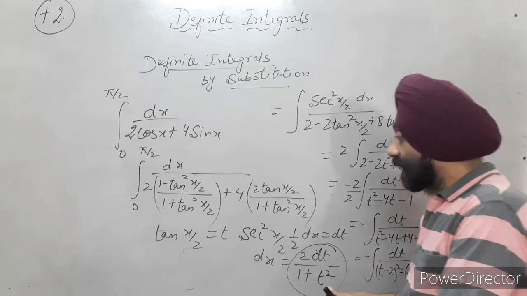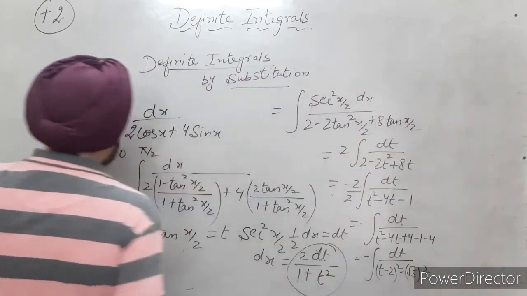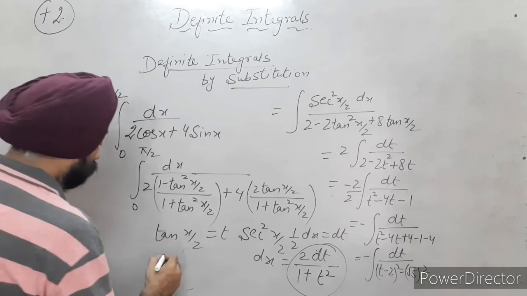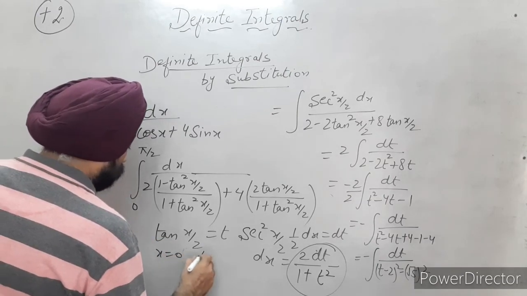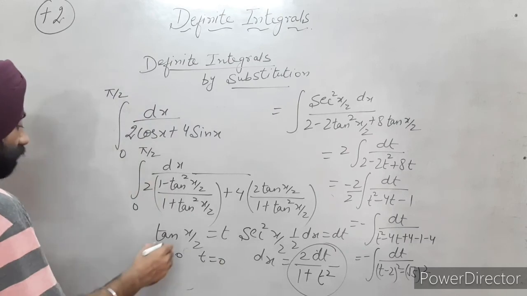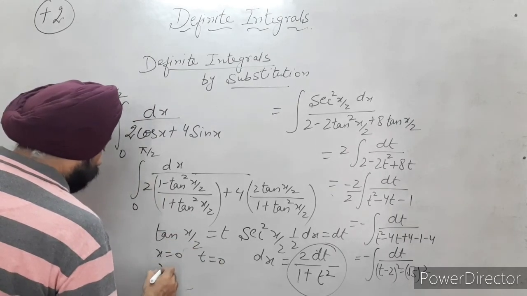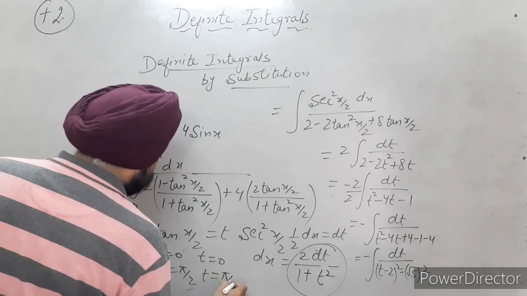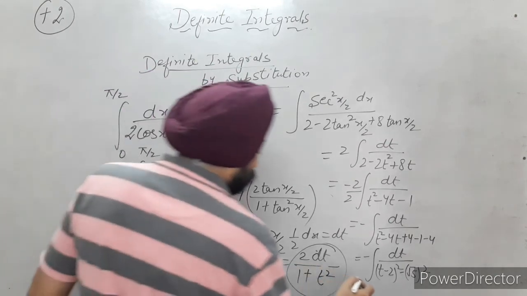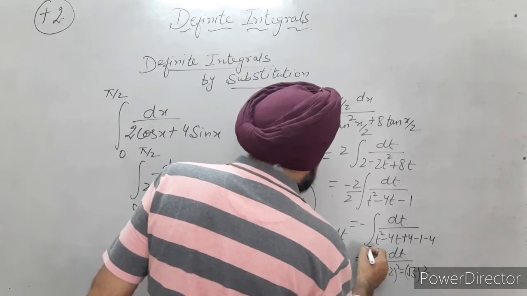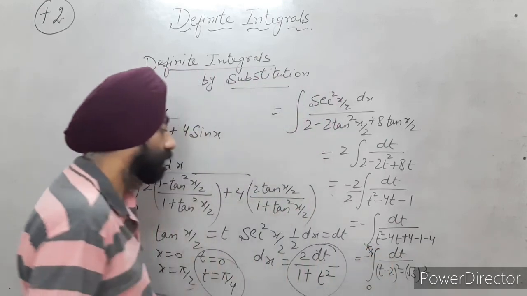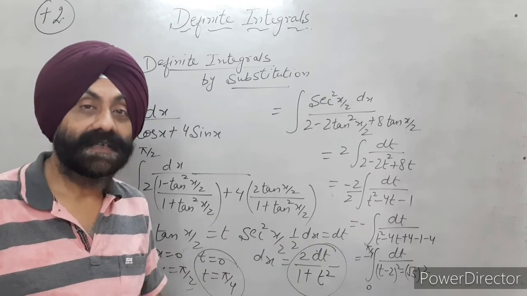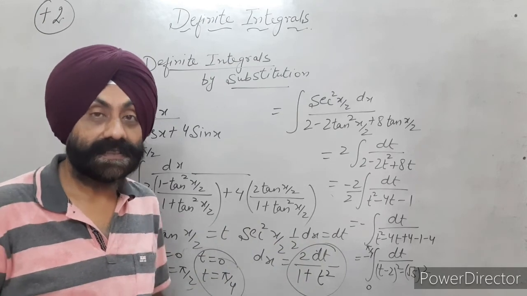Now I have to change the limits also, because I have changed the variable. If x is 0, t is equal to 0. If x is pi by 2, then my t will be 1, since tan of pi by 4 is 1. I have to write here 0 to 1. After applying the formula, put these limits to get the final answer.